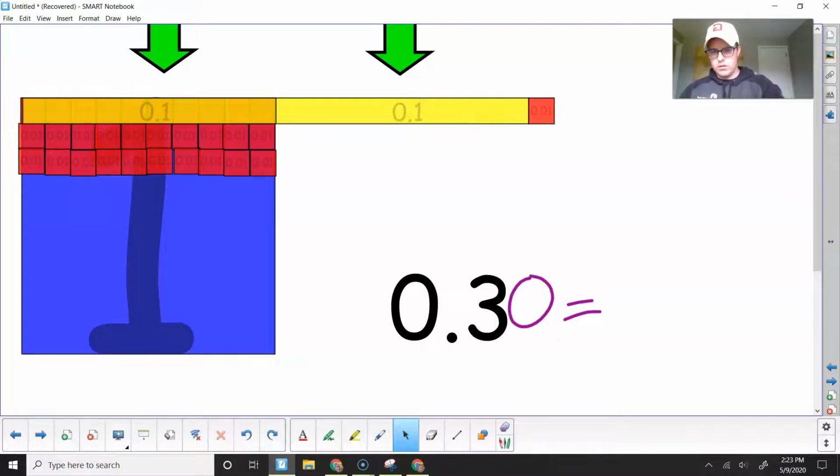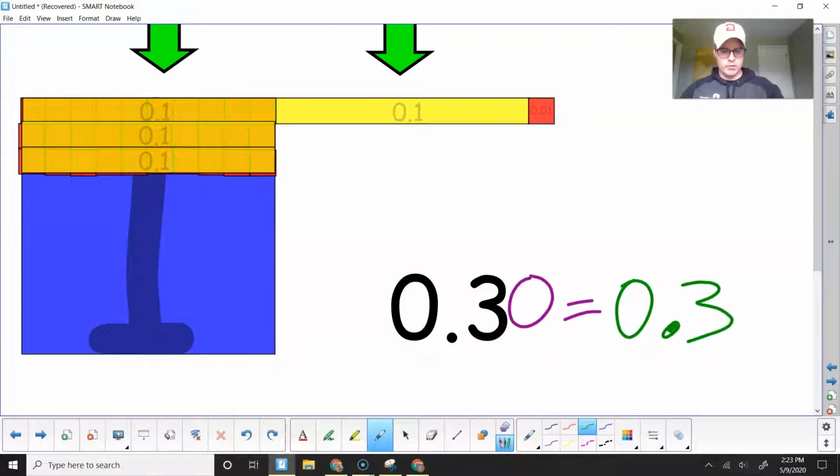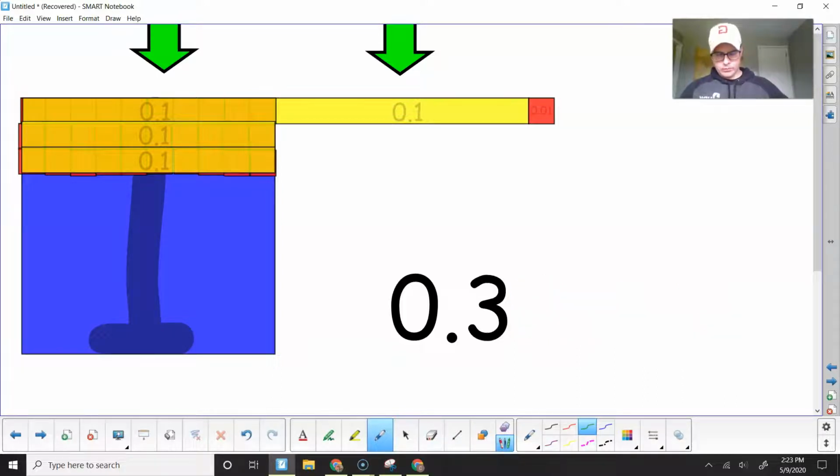1, 2, 3. They're the same thing. So 0.3 and 0.30 are the exact same. All right, excellent work, folks.